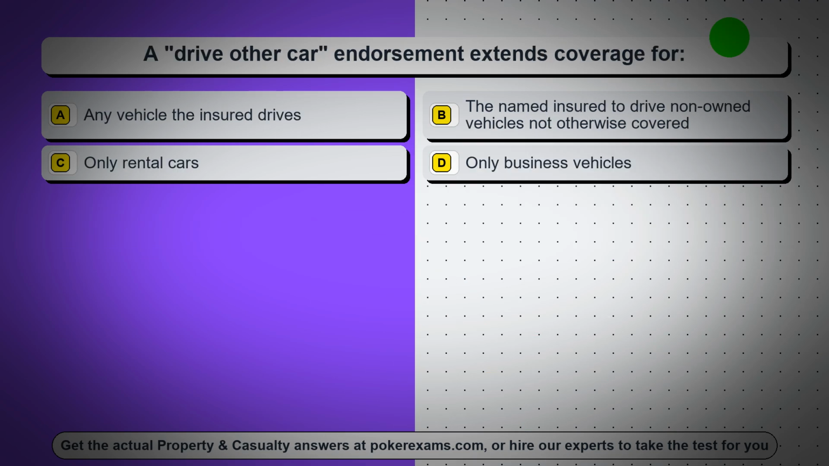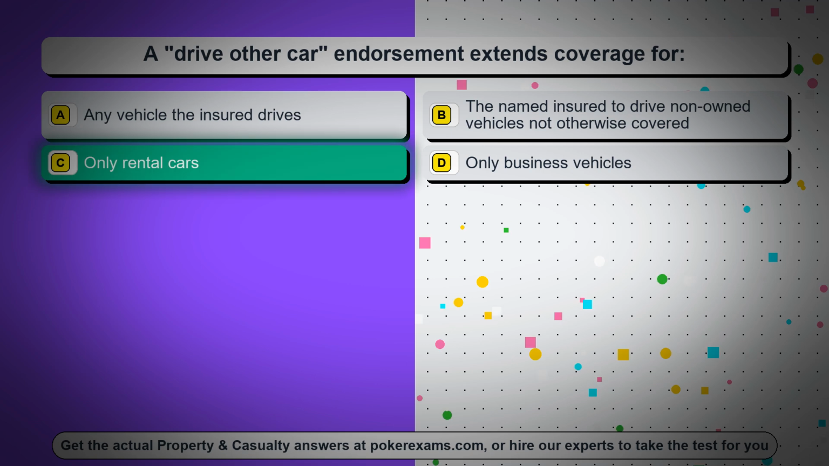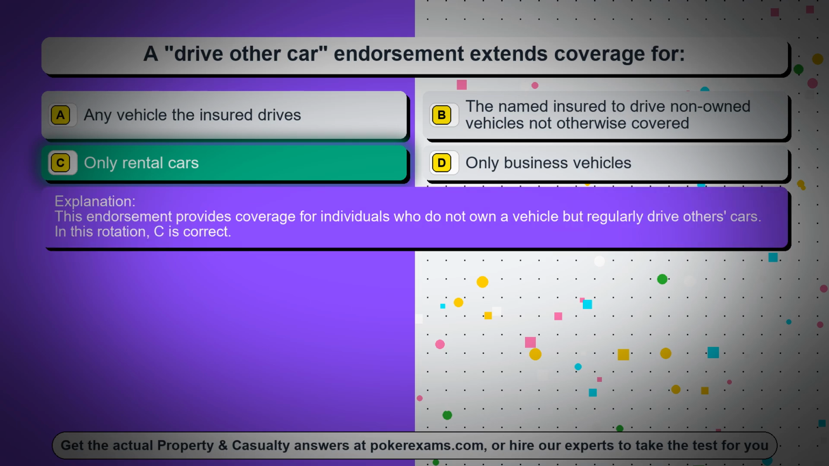Question 13. A drive other car endorsement extends coverage for, Option A, any vehicle the insured drives, Option B, the named insured to drive non-owned vehicles not otherwise covered, Option C, only rental cars, Option D, only business vehicles. The correct answer is Option C, only rental cars. This endorsement provides coverage for individuals who do not own a vehicle but regularly drive others' cars. In this rotation, C is correct. Question 14.